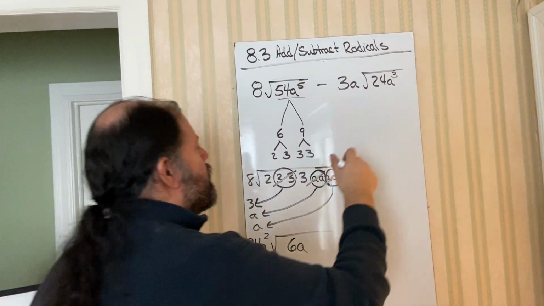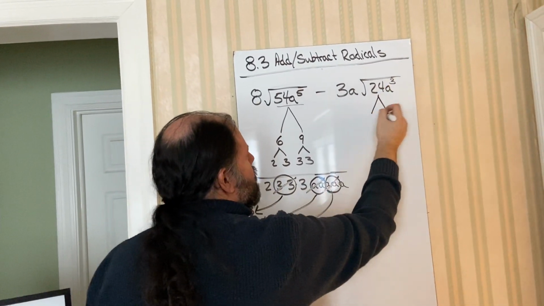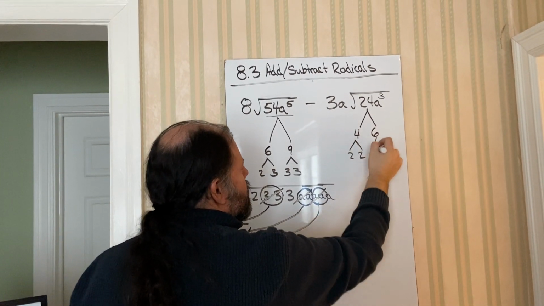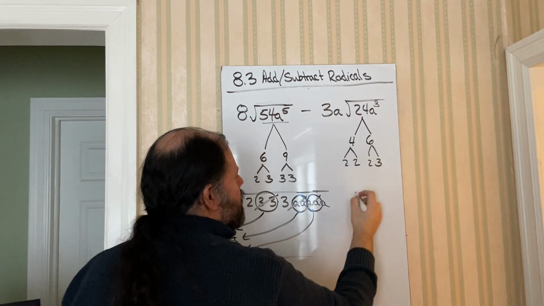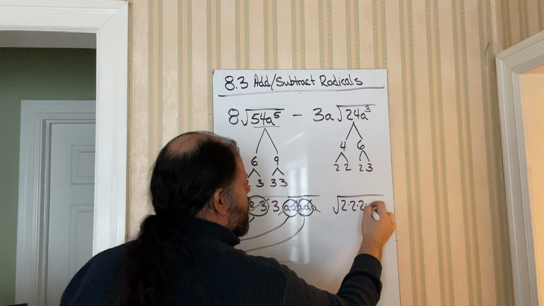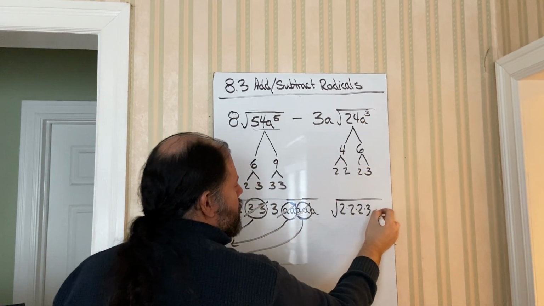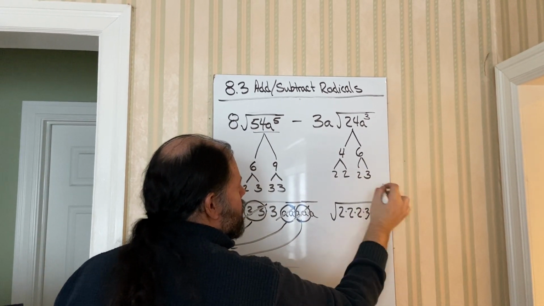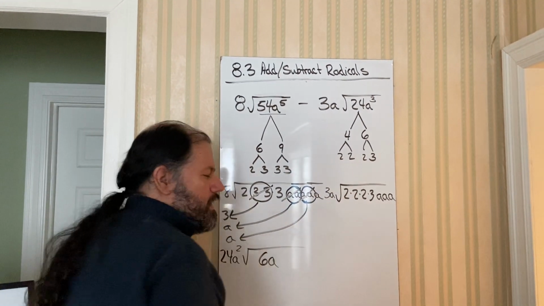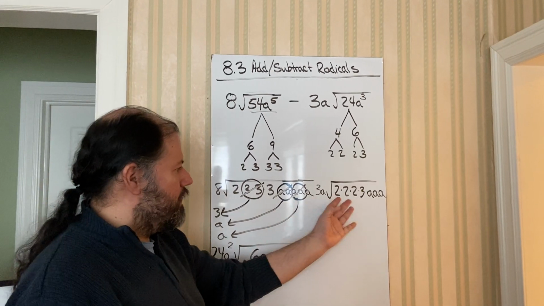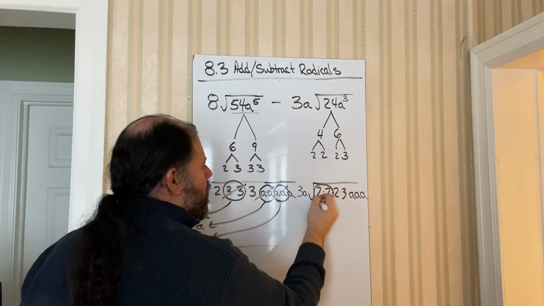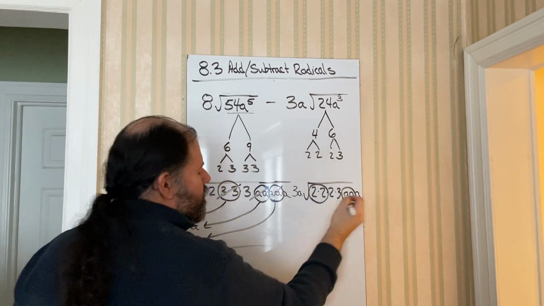So notice 24, most people break it down as 4 and 6, which is 2 and 2, 2 and 3. All right? Break down a cubed, 1, 2, 3. Now notice this 3a is still on the outside. So do we have any balls of socks that we can pair up? Yes. These 2 can pair up. These 2 can pair up.